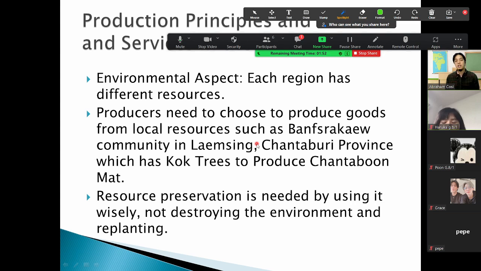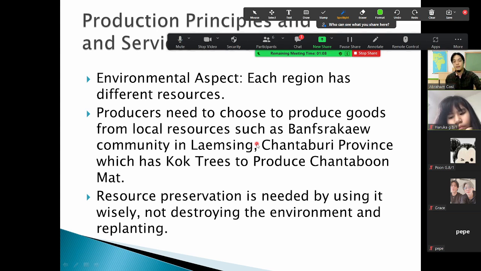Like the people in the south who live on the islands, where tourism is very common, they use their natural resources, or local resources, by providing services like diving, jet ski, island tours, and all other things that involve tourism.